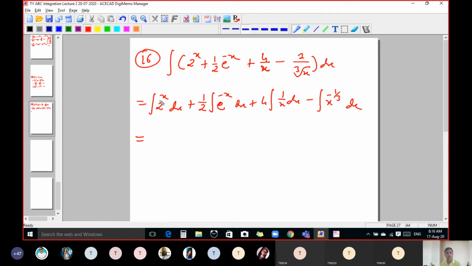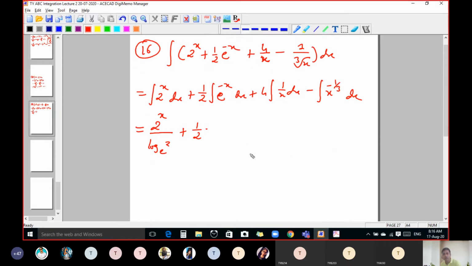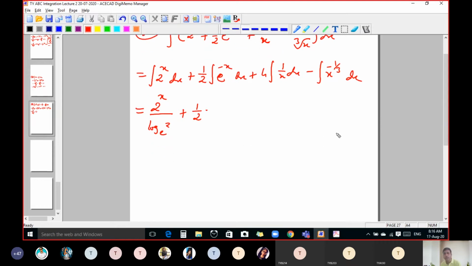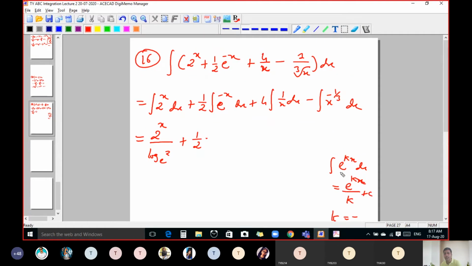And now 2 raised to x, the answer for that is 2 raised to x upon log 2 base e, plus 1 by 2 is a constant, integration of e raised to minus x. So here you have to use the rule, integration of e raised to kx. The rule for that is e raised to kx upon k. That is the formula for e raised to kx in integration. Here k is minus 1.